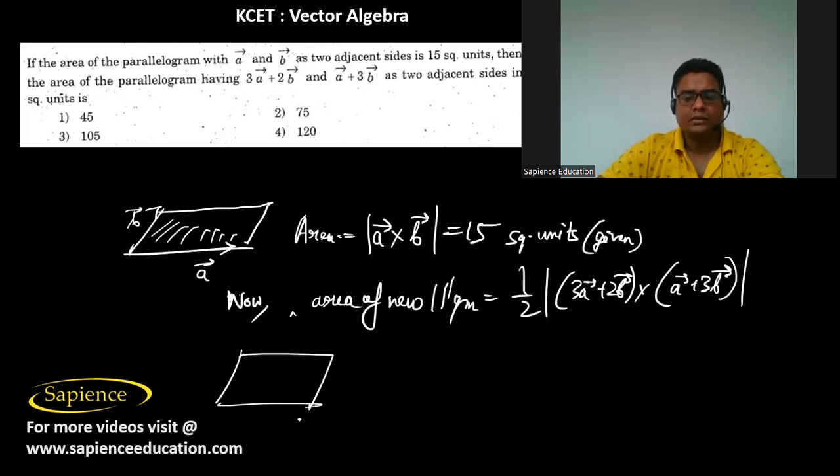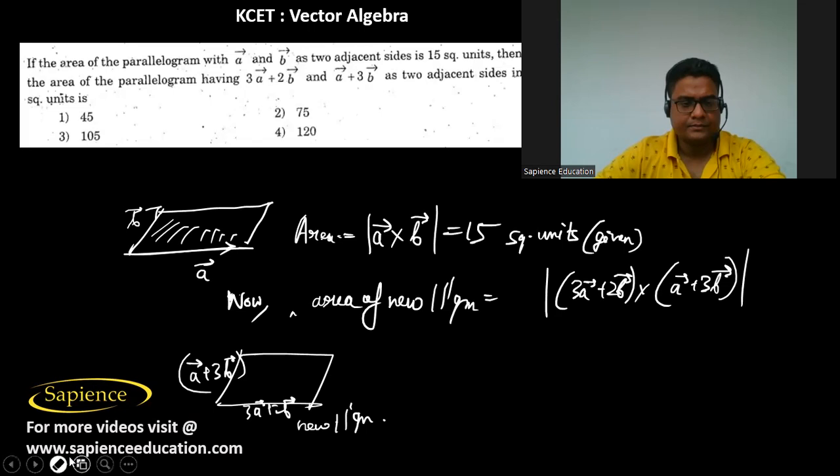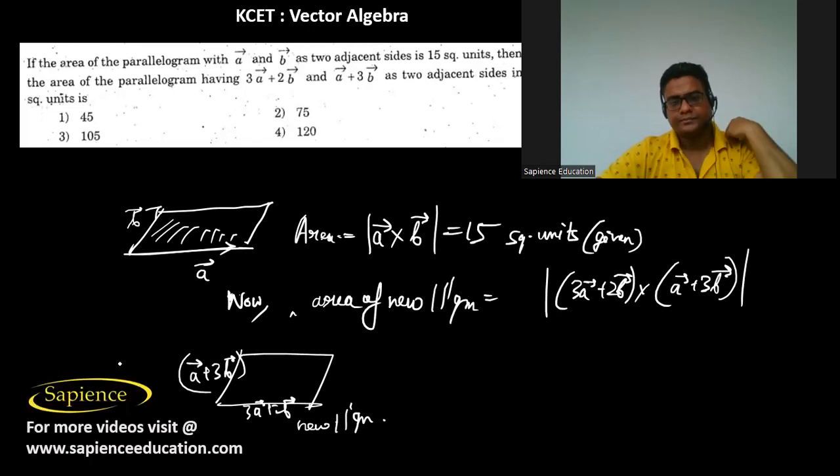In the new parallelogram, what is happening? These 3A plus 2B and 2A plus 3B are the two adjacent sides. So we have to take the cross product of those two, and then we have to take its magnitude. And here this half will not come, sorry. So this you have to find.